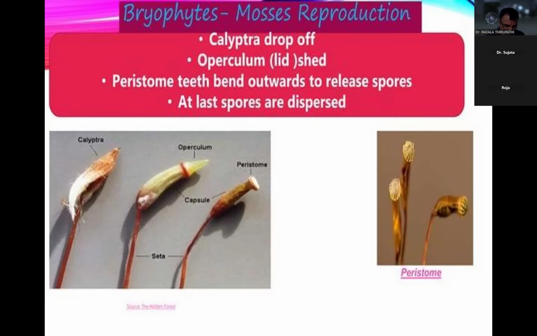Afterward, the peristomial teeth, you're seeing in the third diagram. These are the teeth which are hygroscopic. They will absorb moisture when it is dry. After absorbing that, they will dry and the teeth will be loosened, and due to that, the spores which are present inside are dispersed. So in the second diagram, you're seeing the peristomial teeth structure.